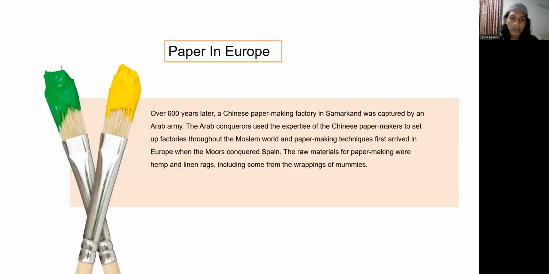Next is how paper was introduced to Europe. Over 600 years later, after the Chinese era, a Chinese paper making factory in Samarkand was captured by an Arab army. The Arab conquerors used the expertise of the Chinese paper makers to set up factories throughout the Muslim world and spread paper making techniques. This technique first arrived in Europe when the Moors conquered Spain. The raw materials for paper making were hemp and linen rags, including some from the wrapping of mummies.